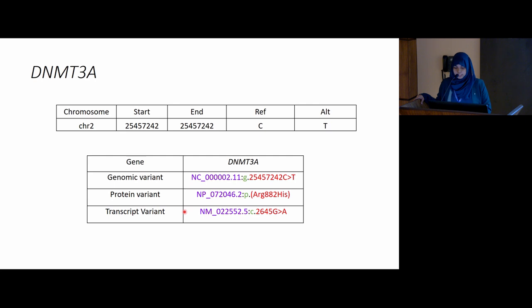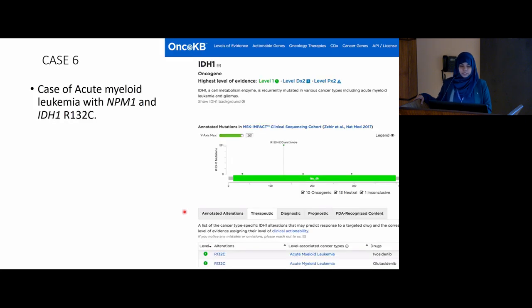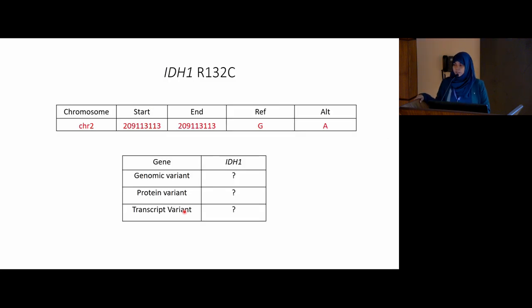Next we move on to the next case. So this is case number 6, a case of AML with NPM1 mutation, and there is an IDH1 R132C mutation. And we know IDH1 mutations can be therapeutically targeted. So this mutation is again important, and we normally see it in our reporting. So how do we do the HGVS nomenclature for this?